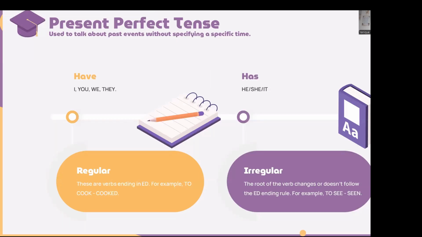Present perfect tense. When are we going to use the present perfect tense? Well, for me, I normally tell my students that we're going to use the present perfect tense when we're talking about a completed action in the past without specifying a time. So, without a specific time. And I've found over the years that it's easier this way. And this is how I teach it.